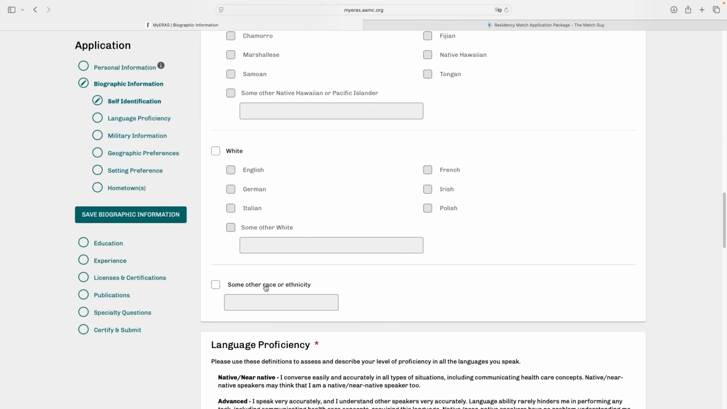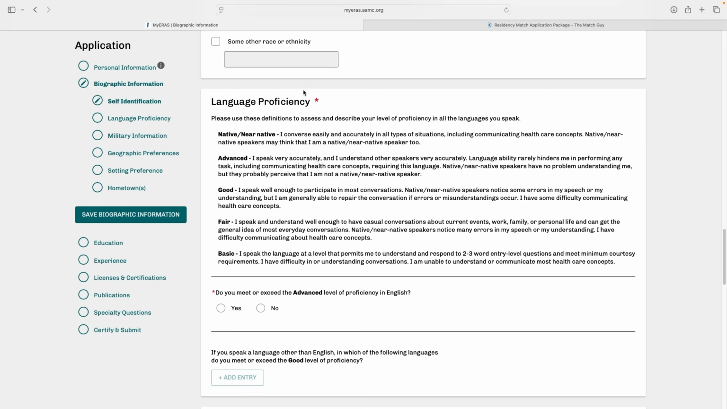This is not a mandatory question, so you don't have to answer it. Now let's talk about language proficiency, and this has changed last year, the way they structure the language proficiency. And it asks you if you meet or exceed the advanced level of proficiency in English. And here you have the definition of that.